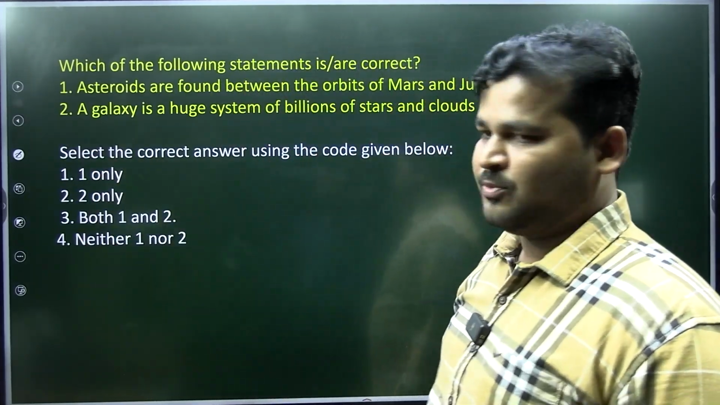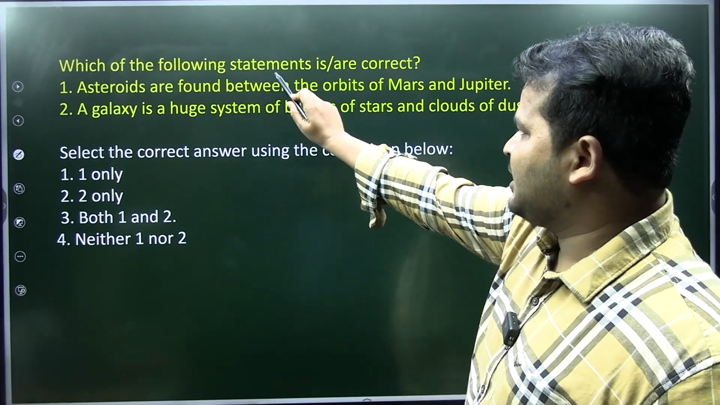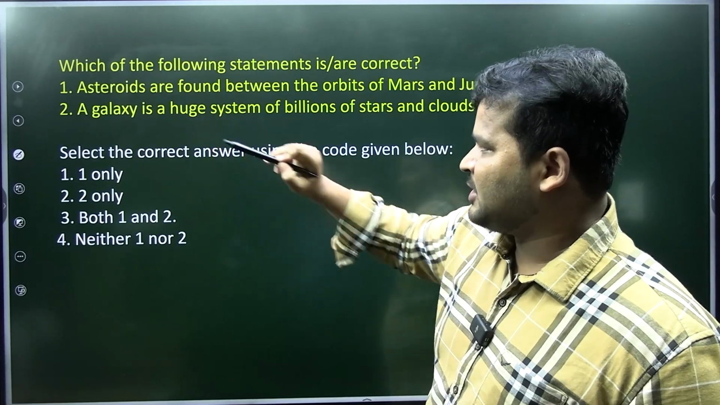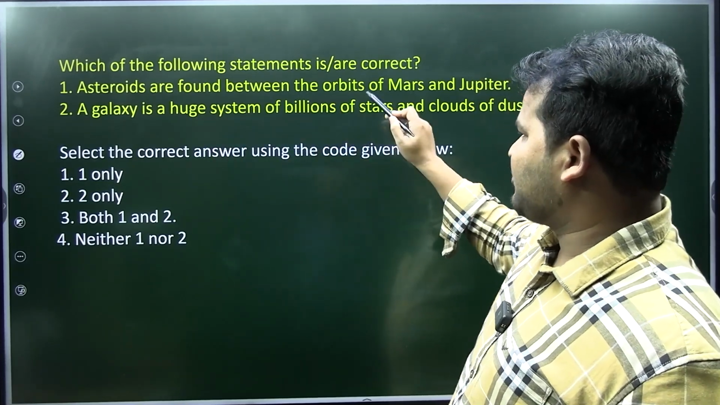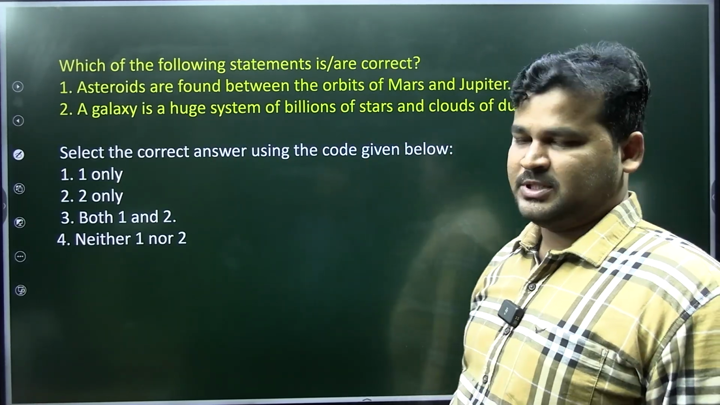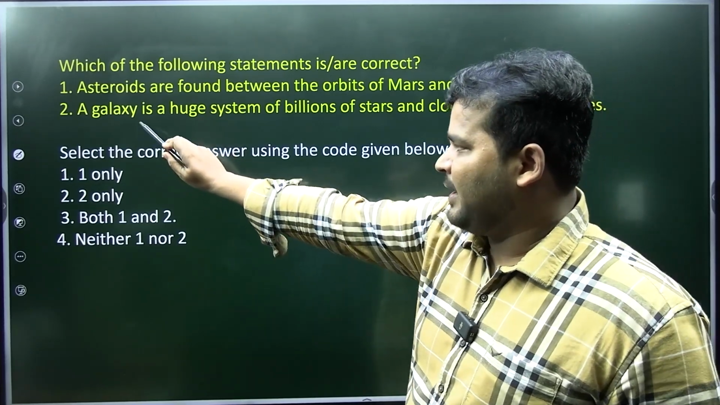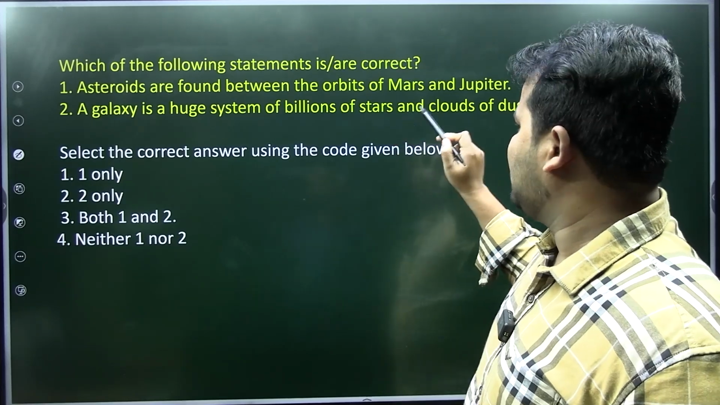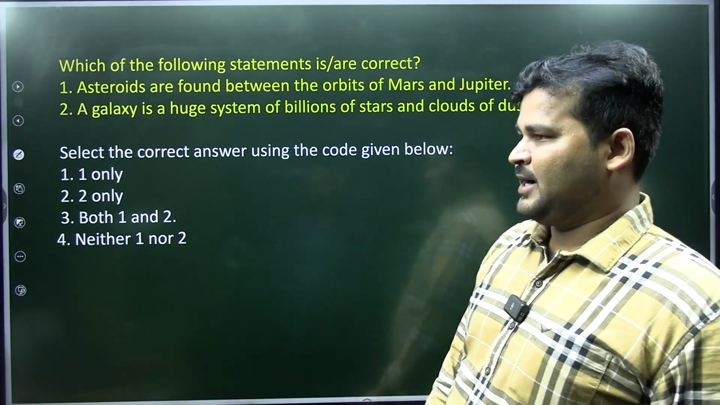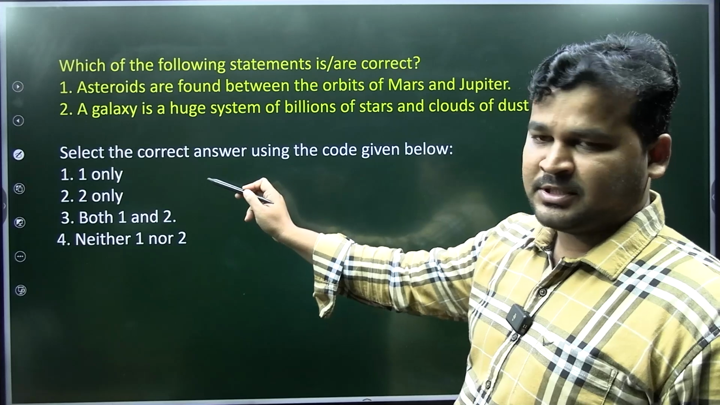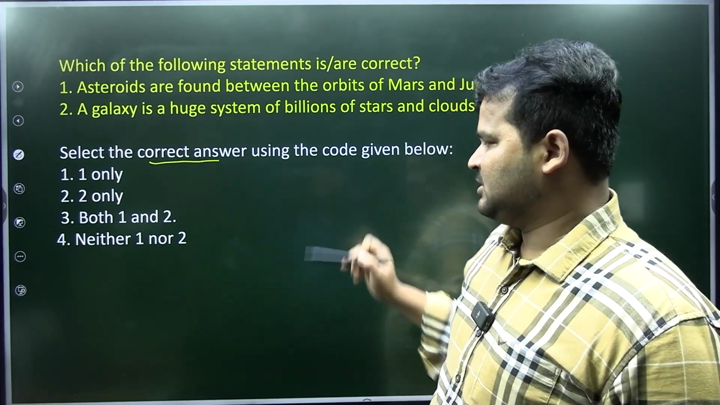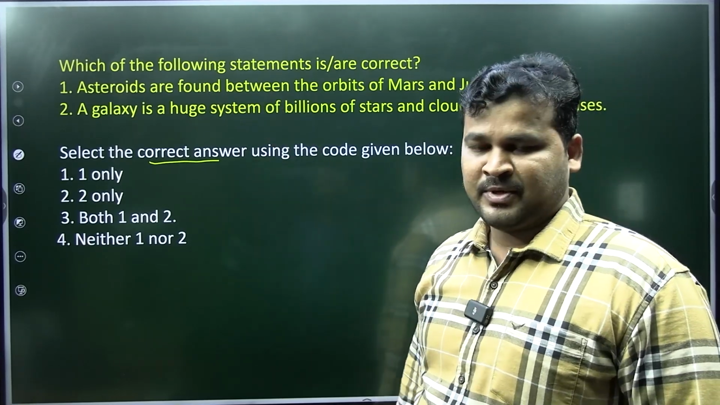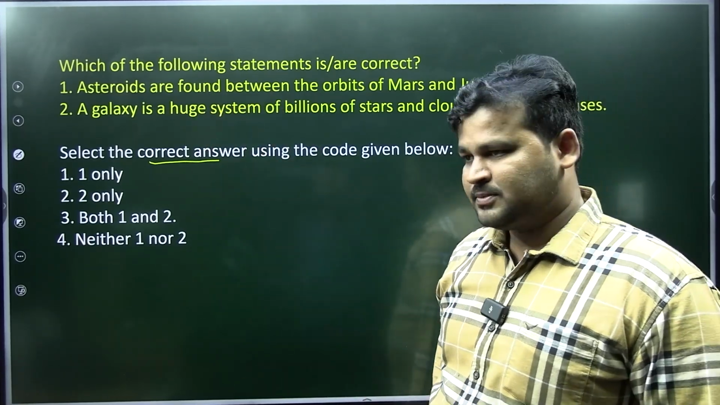Next after that, one more question. Which of the following statements is correct? 1. Asteroids are found between the orbits of Mars and Jupiter. Second statement. A galaxy is a huge system of billions of stars and clouds of dust and gases. Here he is asking to select the correct answer using the code given below. So let me give the explanation for these statements.